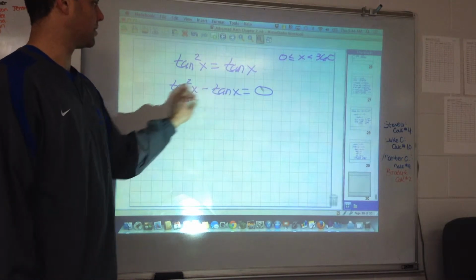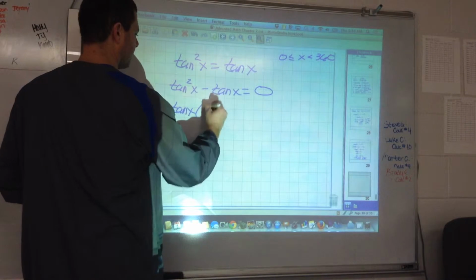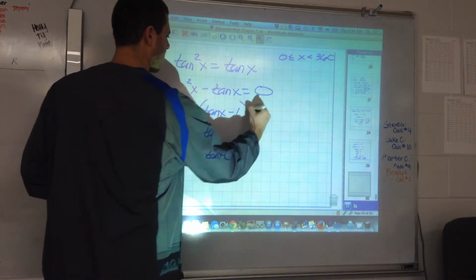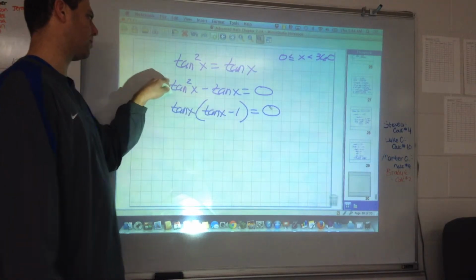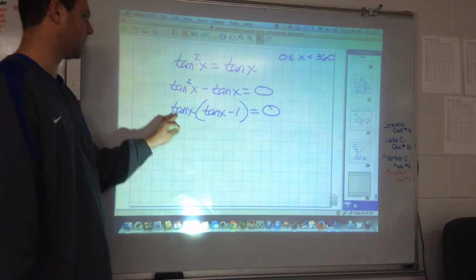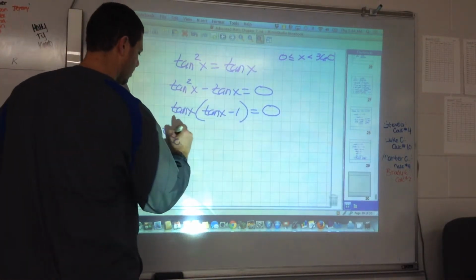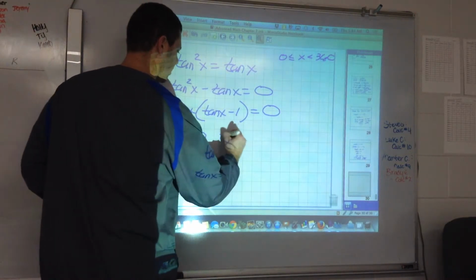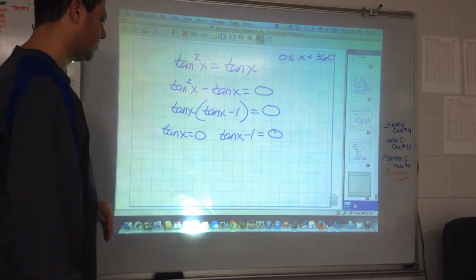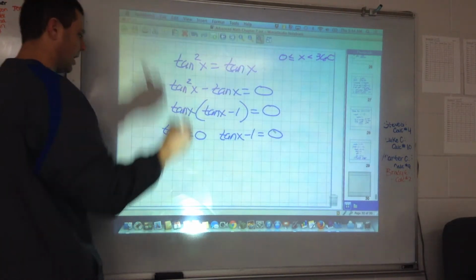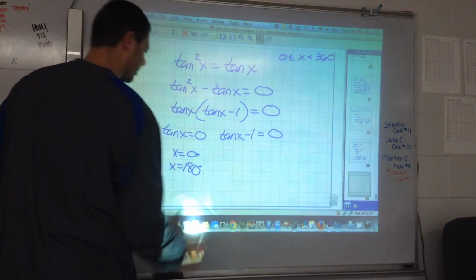What do both terms have in common that I could pull out the greatest common factor? That'd be the tangent of x. Notice if I would distribute that back out, I'd get right back where I started. The reason I did that is because once I factor it, I can set each factor equal to 0. So tangent x equals 0. Tangent of x minus 1 equals 0. When is the tangent 0? I'd be at 0 and 180. So x equals 0, x equals 180 degrees.